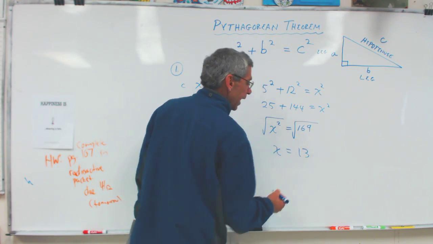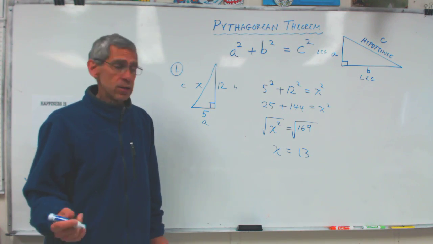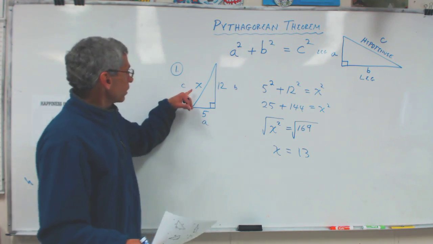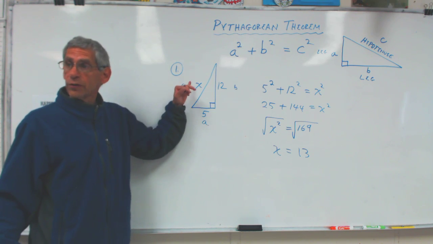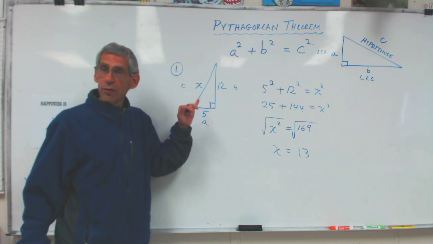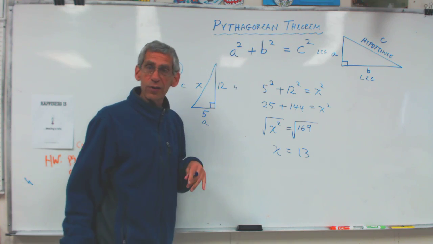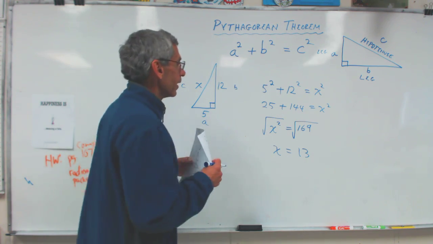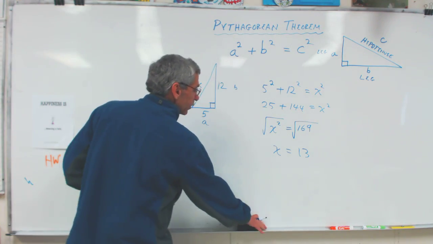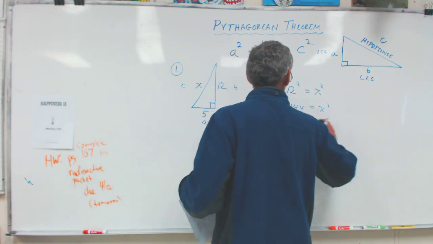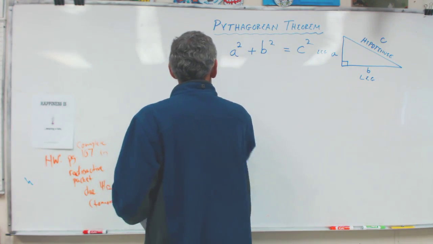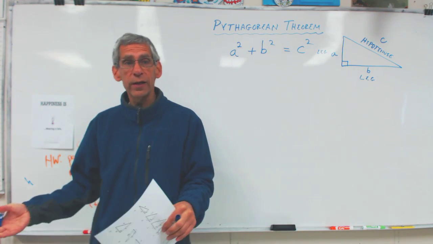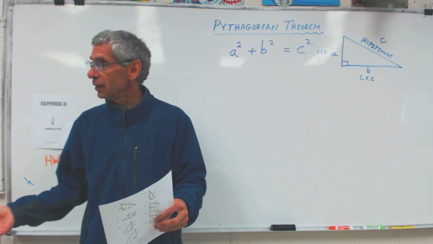13 times 13 actually is equal to 169. So we just solved it. We know the length of this side is 13 whatchamajiggers. I don't know what units we use. So 13 something others. All right, so let's try another one. That makes sense, right? It's pretty easy. Yeah, these are really easy.